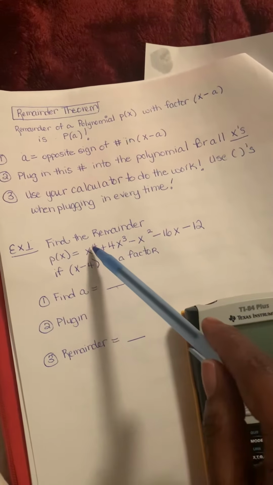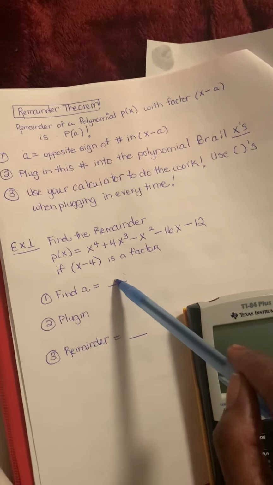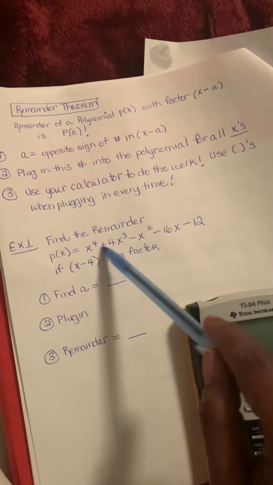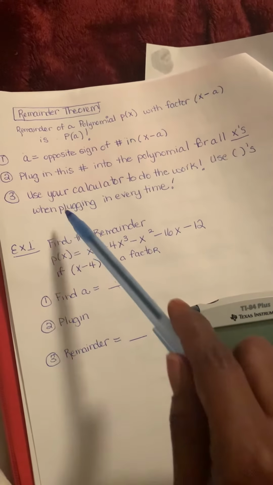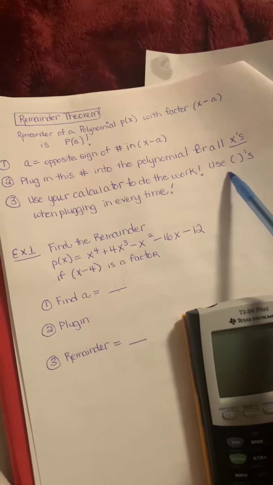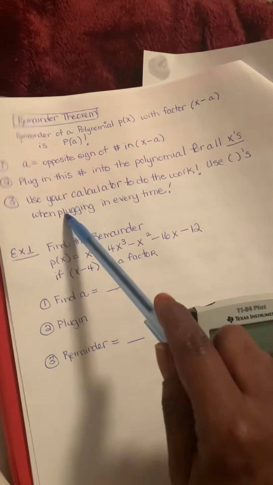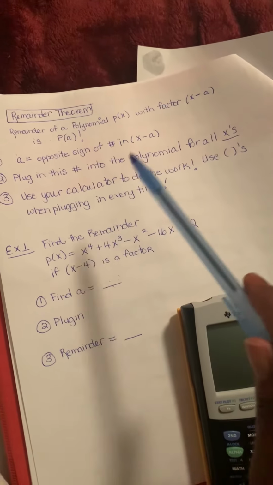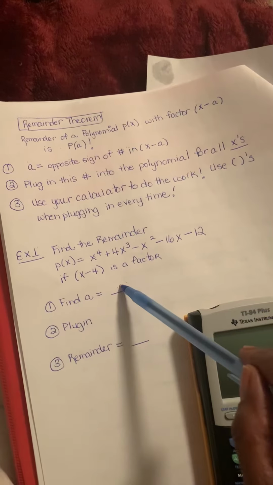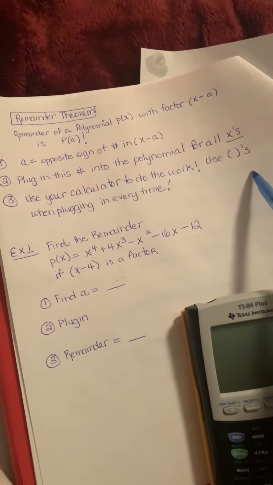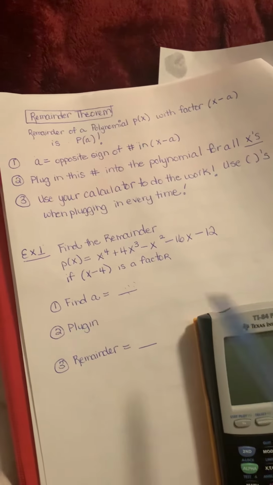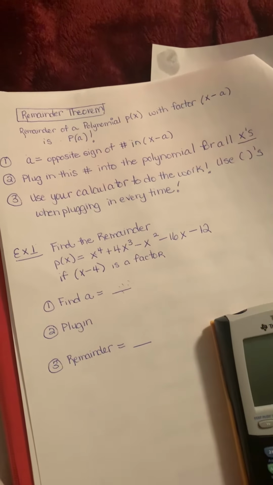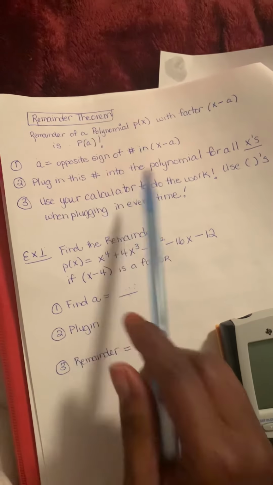All right, so whatever number you get here, you're going to plug it into your polynomial. So all the x's are going to come out, and you're going to put that number in for each one of your x's. You'll use your calculator. Just make sure that you use parentheses every time you plug it in, every single time, because if your number is negative, you will get the wrong answer for your remainder if you don't use parentheses. All right, so I'll show you a live example of what all of this means.